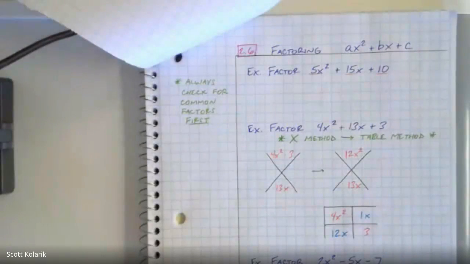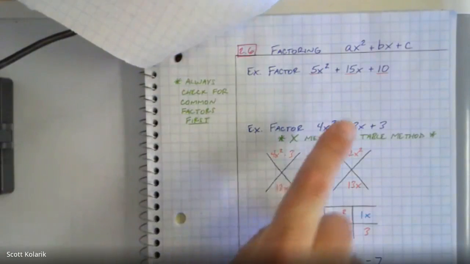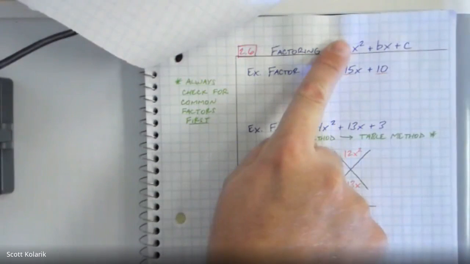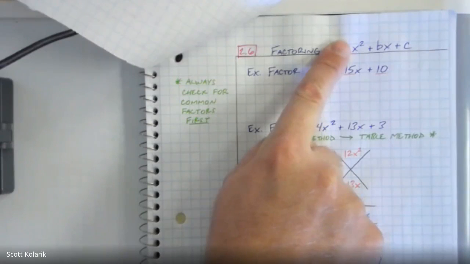Okay, section 6, factoring ax squared plus bx plus c. This is only a very subtle difference from section 5. In section 5, it was basically the same exact thing, except there was no a. We dealt with just x squared plus bx plus c, so it was a more simplified version.